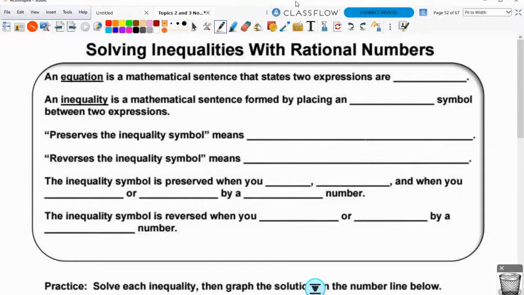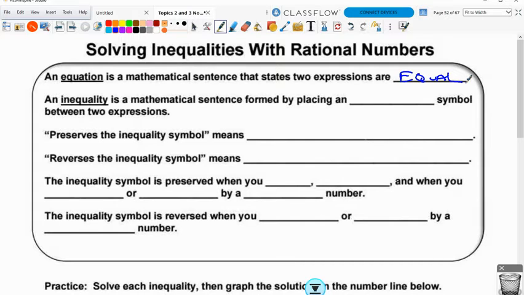Our lesson today is going to focus on solving inequalities with rational numbers. So we're going to incorporate more fractions and decimals into the inequalities that we work with. As some quick review, remember that an equation is a mathematical sentence that states that two expressions are equal to each other, which is why an equation has an equal sign.